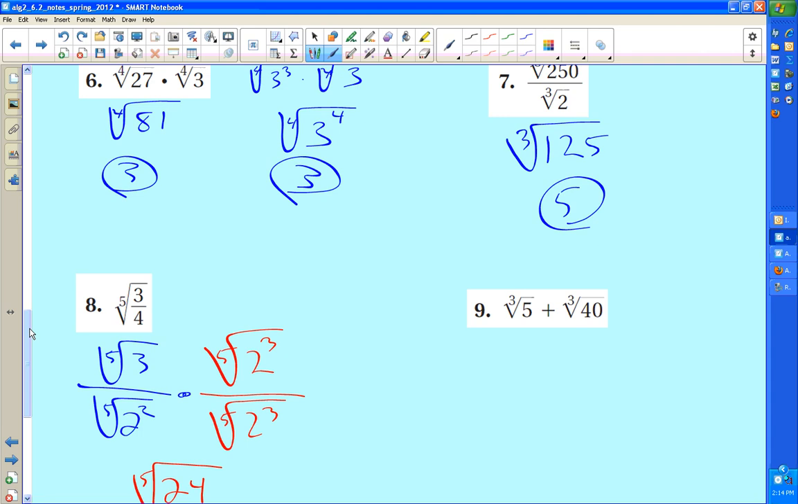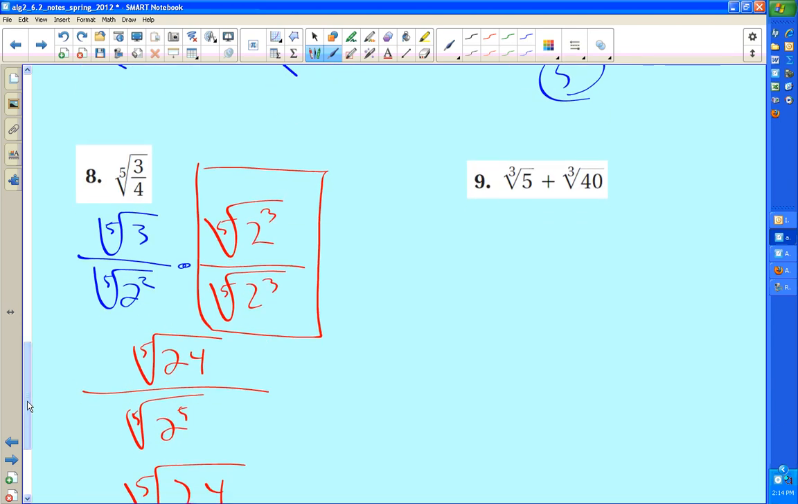It doesn't matter what it looks like, as long as it's equal to 1. This is equal to 1. Right here, that's a 1. And then the cube root of 5 plus the cube root of 40, it looks like we're done. There's nothing we can do. They're different animals. We got a giraffe and a hippo. You can't add those together. The cube root of 5, nothing we can do with that.